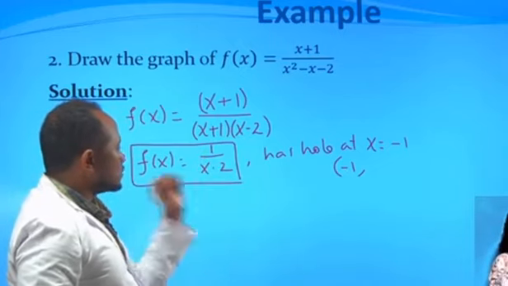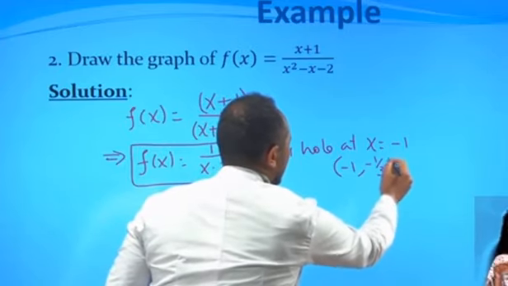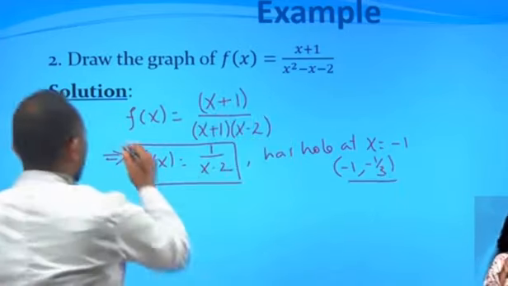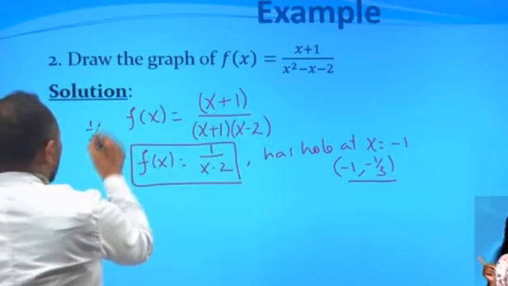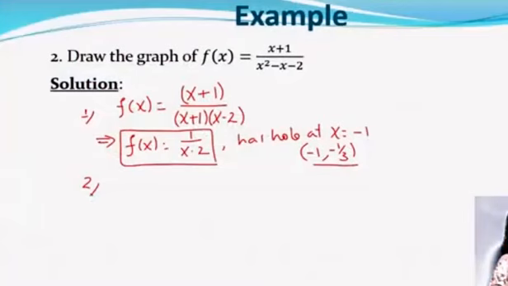Y-intercept. Simply make the value of x 0 to find the y-intercept. So y is equal to, when you make x 0, you will have 1 over 0 minus 2. So it is minus 1 over 2. The y-intercept is minus 1 over 2.